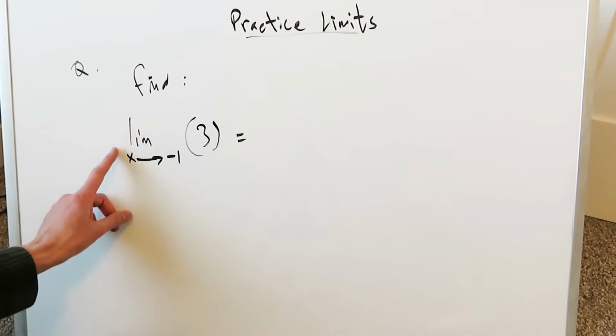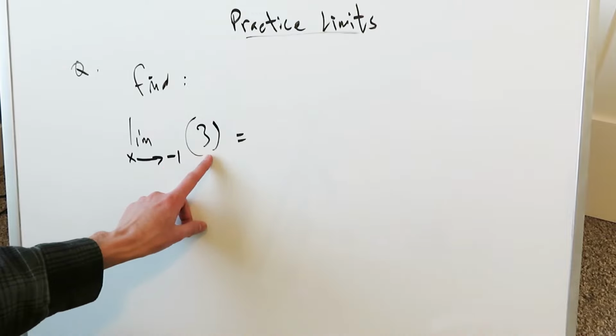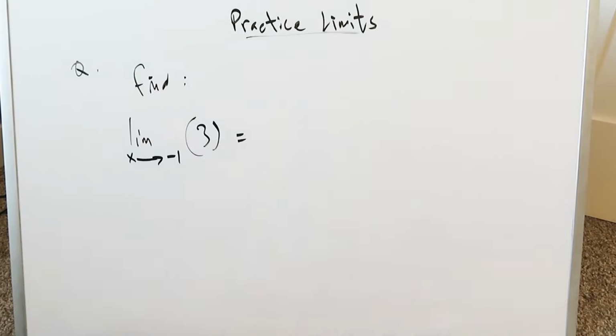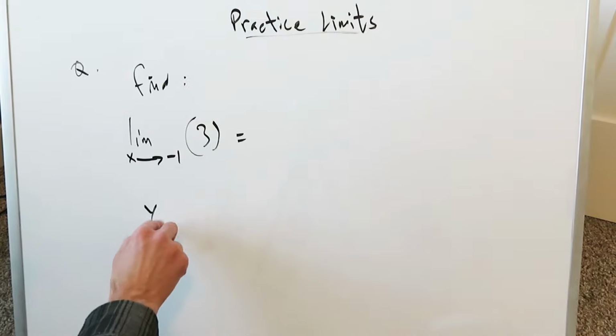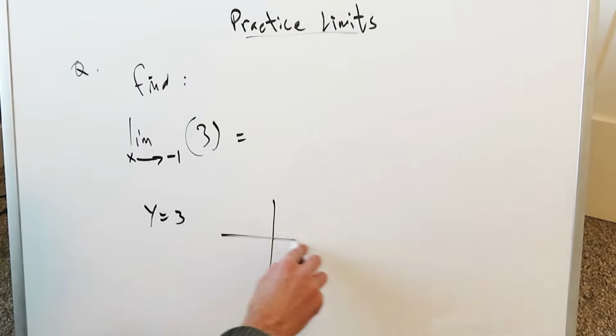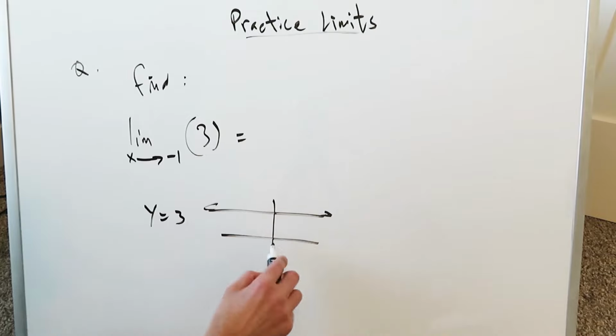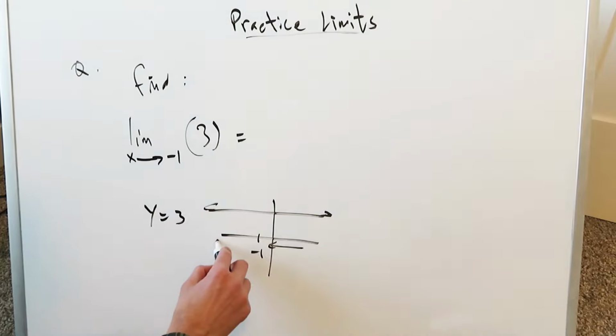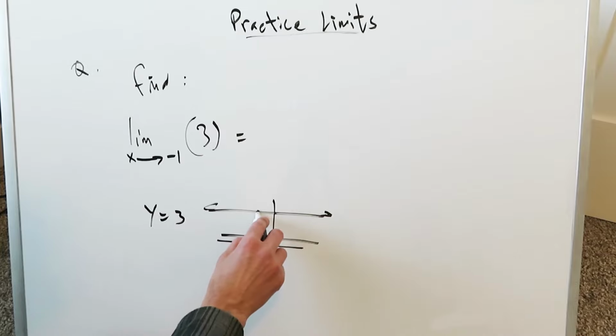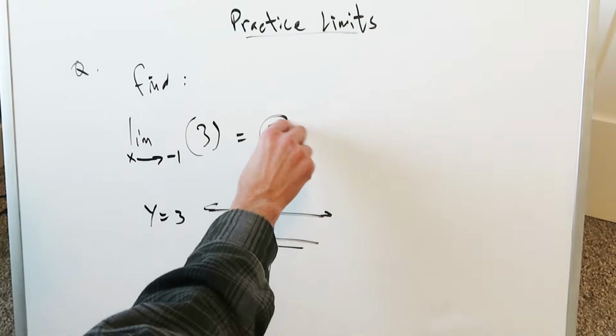Question number 1, we have to find limit as x approaches -1, 3. The function here is 3. What is our output? What does this 3 really indicate? This right here is your function. Y is equal to 3. You're looking at a horizontal line. Y equals 3. If you're looking here at -1, as x approaches -1 either from the right or from the left, you look up right over here, your output here will be 3 no matter what.